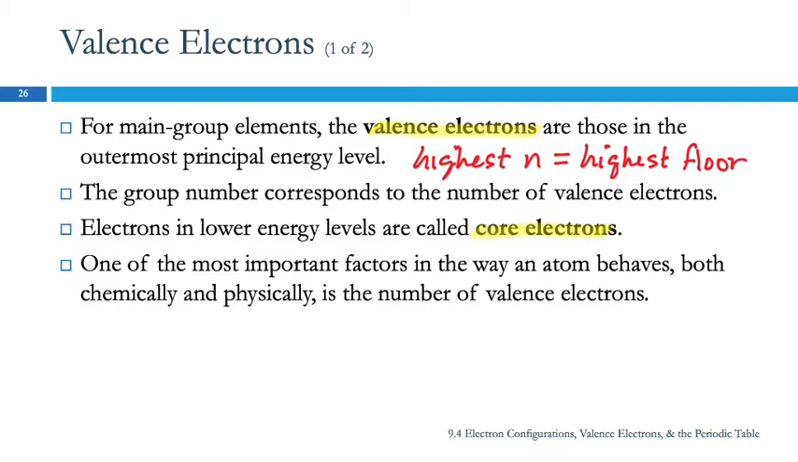Okay? So then we also have core electrons. Core electrons are the ones that are closer to the nucleus, closer to the front desk. Those are the ones in the lower floors. Any questions? It's always 2, the core electrons? It's not always 2. Yeah. It's a good question.